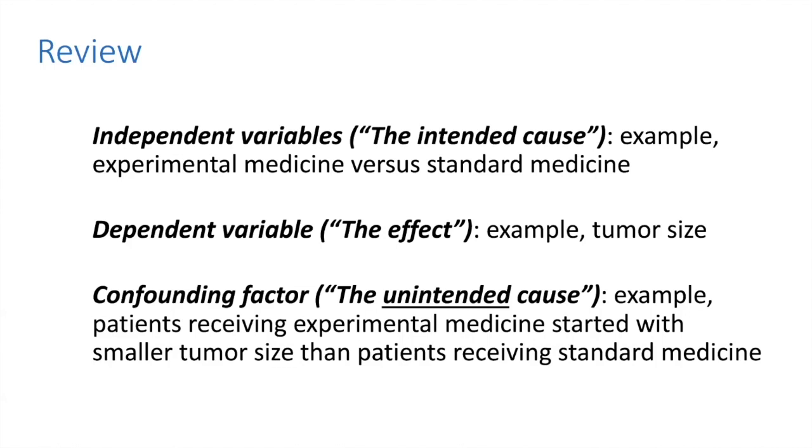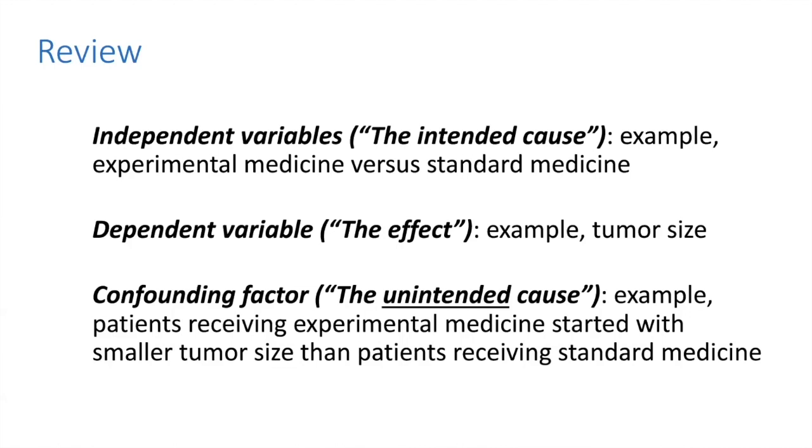Finally, we have the confounding factor, or the unintended cause. In this example, patients receiving experimental medicine might have started with smaller tumor sizes than patients receiving standard medicine. Or, like the last example, age might be a factor or gender of participants.